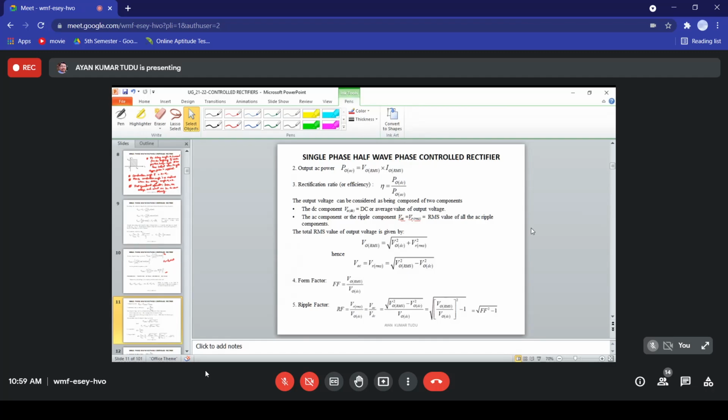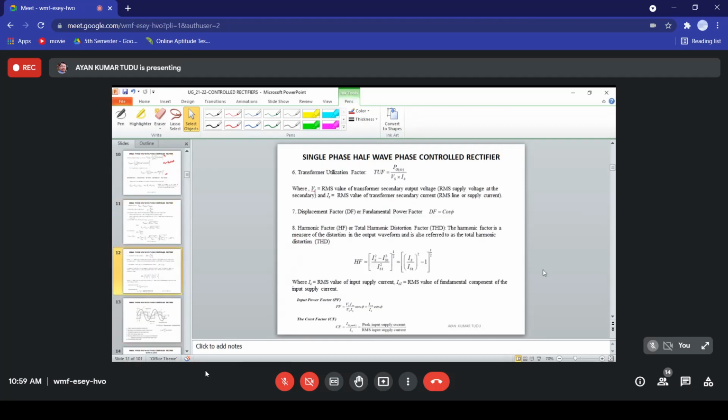Okay. What about the sixth one? Obviously, since we are using a transformer, we have to find out the transformer utilization factor. That is TUF, as you can see, it is P0 DC by Vs into Is, where Vs is the RMS value of the transformer secondary output voltage, and Is is the RMS value of the transformer secondary current, that is the RMS line or supply current. Then we have to find out the displacement factor or the fundamental power factor, that is our cos phi. And then we have to find out the total harmonic distortion factor or the harmonic factor.